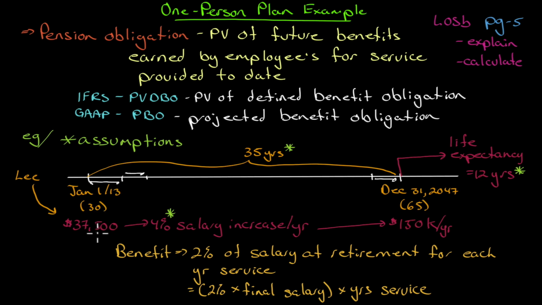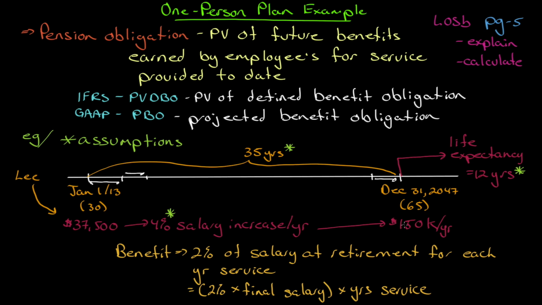He's earned 2% of 37.5. Shouldn't we account for it that way? And then the next year, if he's got a higher salary, we'll use 4% of the higher salary. Then the next year, if he's got a higher one, we'll use another higher one. That is referred to as the accumulated benefit method, and it is not the method adopted by IFRS or GAAP. IFRS or GAAP adopt what's called the projected benefit method, which means you must use the projected salary.